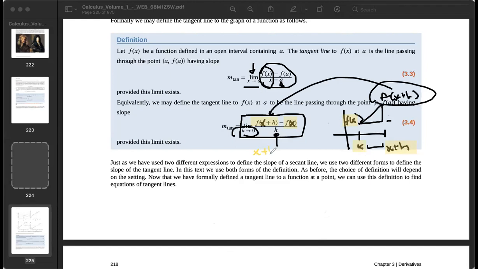X plus h minus x will just cancel out your x's and leave you with the h on the bottom, because this is the distance of h. And so this is just a slope formula, keep in mind, without the front part here. So we've got to practice writing this out, the limit as h goes to 0.